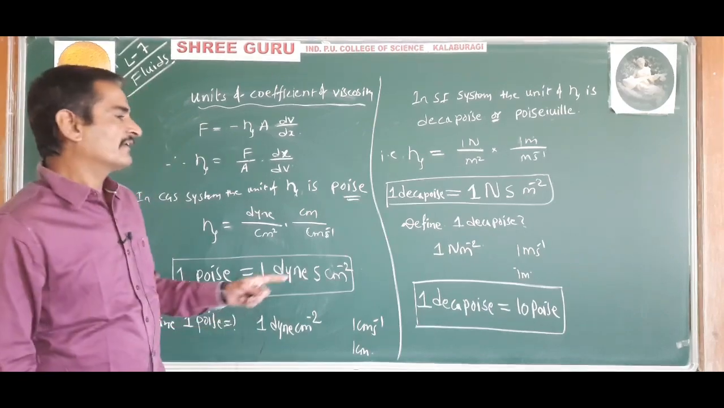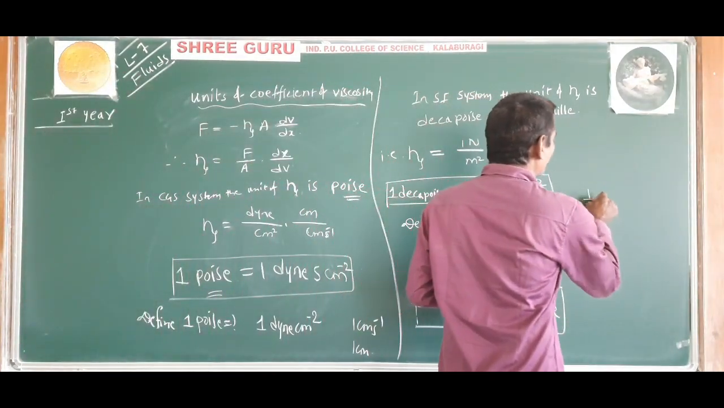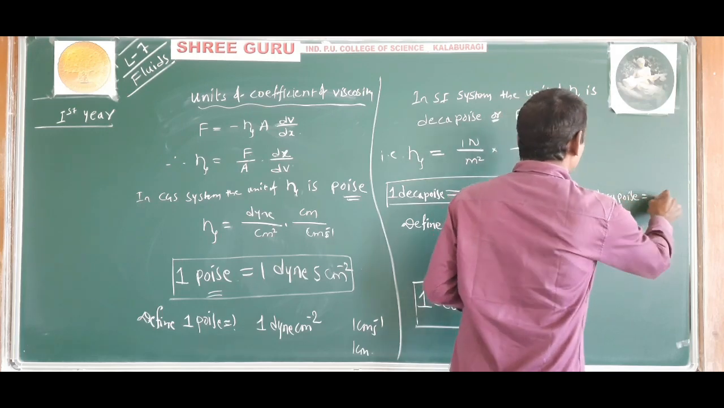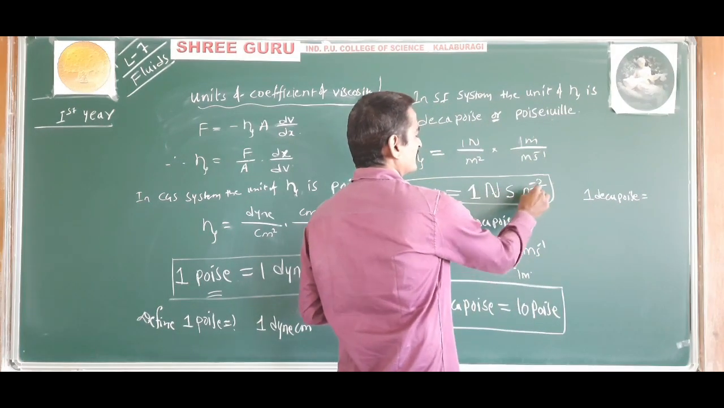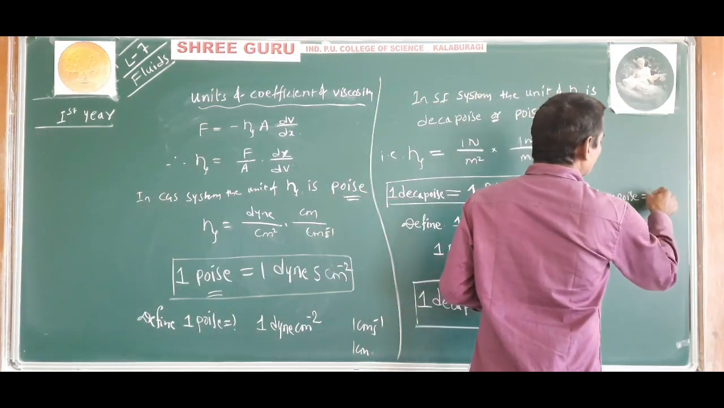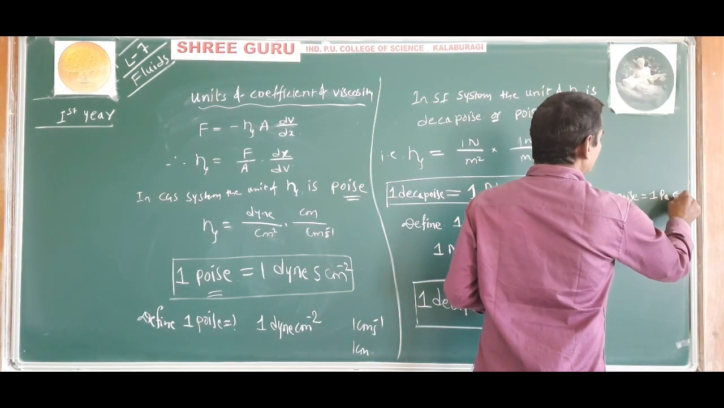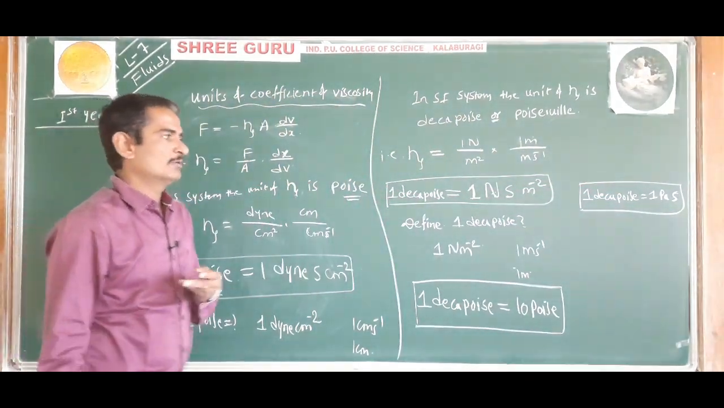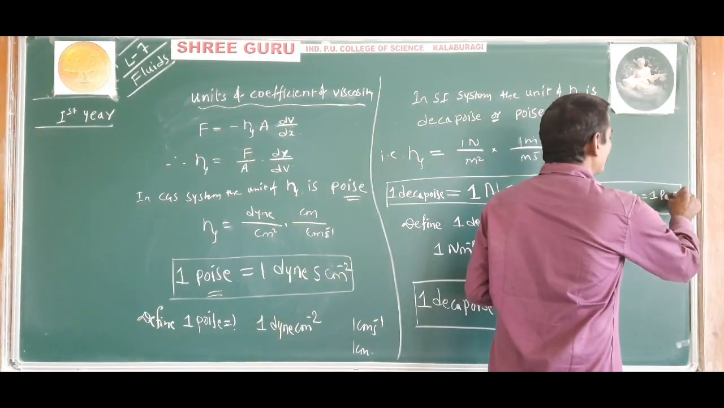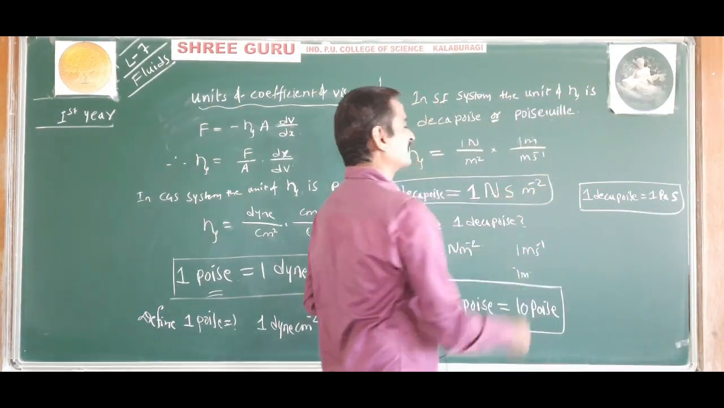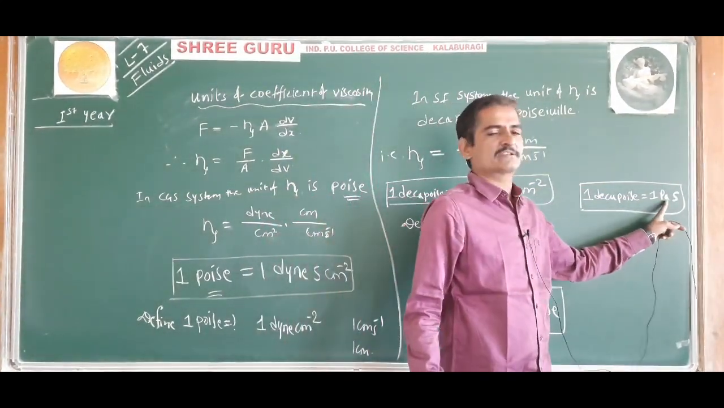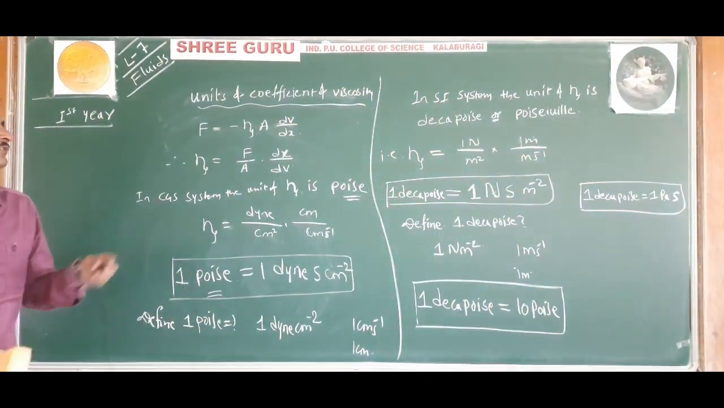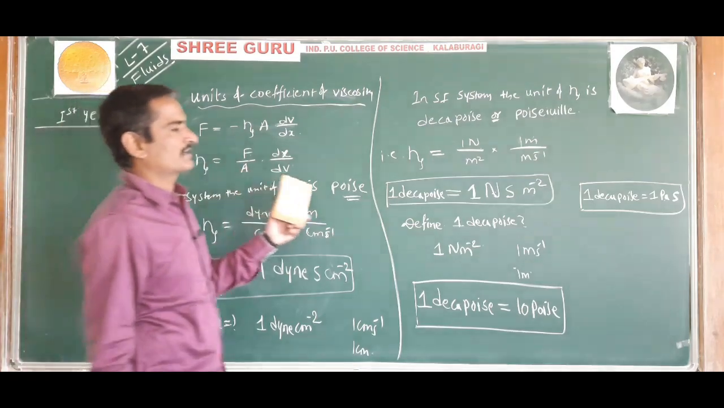Understood? Okay. And this 1 decapoise can also be written as Newton per meter square, which is nothing but Pascal second. 1 decapoise is the same as 1 Pascal second. Newton per meter square is nothing but the unit of pressure, and the unit of pressure is Pascal. Pascal second. Understood? So like this also you can define. So these are all about the units of coefficient of viscosity.